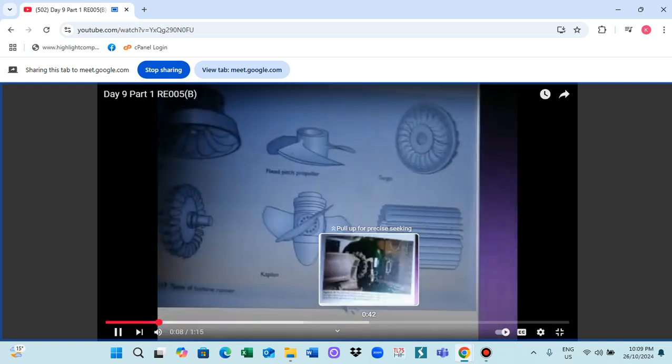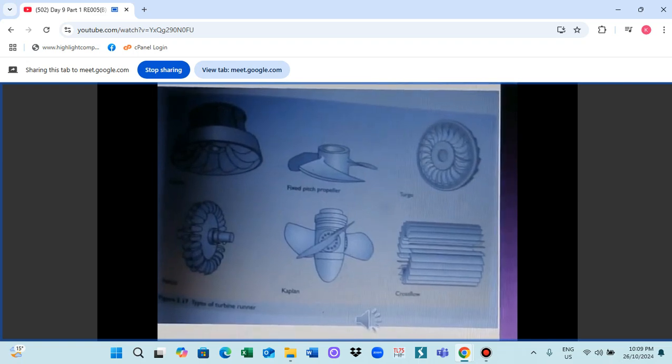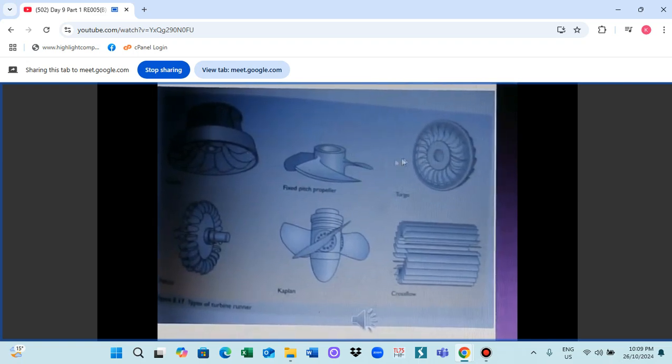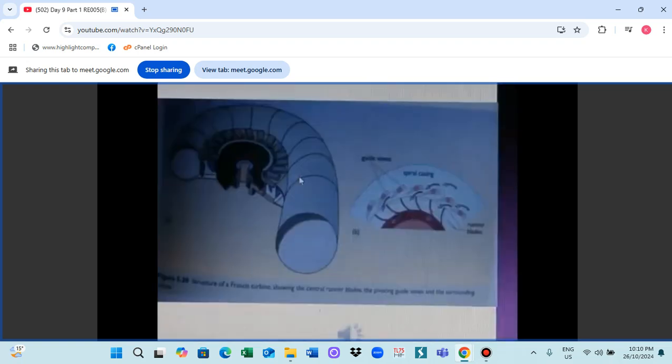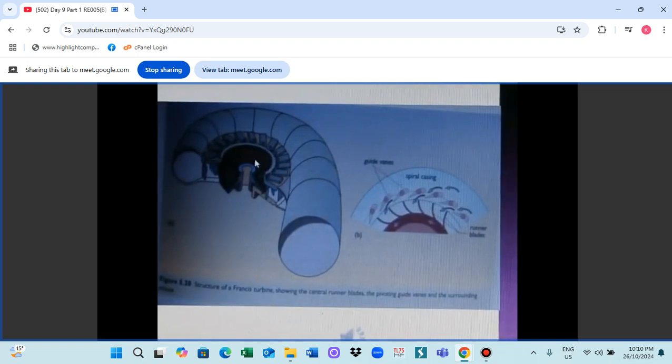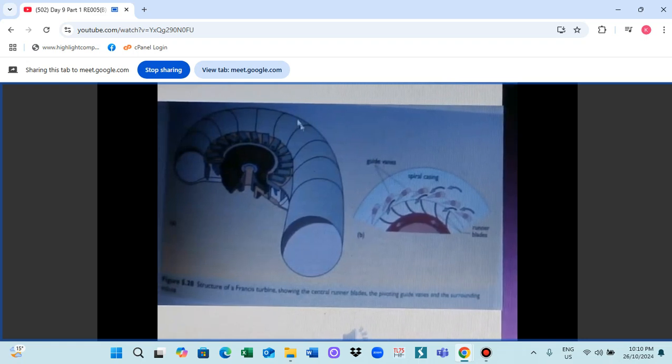So those are the types of hydroelectric turbines and components. Those turbine components, the types of turbine components, you can see in this diagram. So those are the turbine components. With water flow, the turbine will rotate, and this turbine will generate electricity.